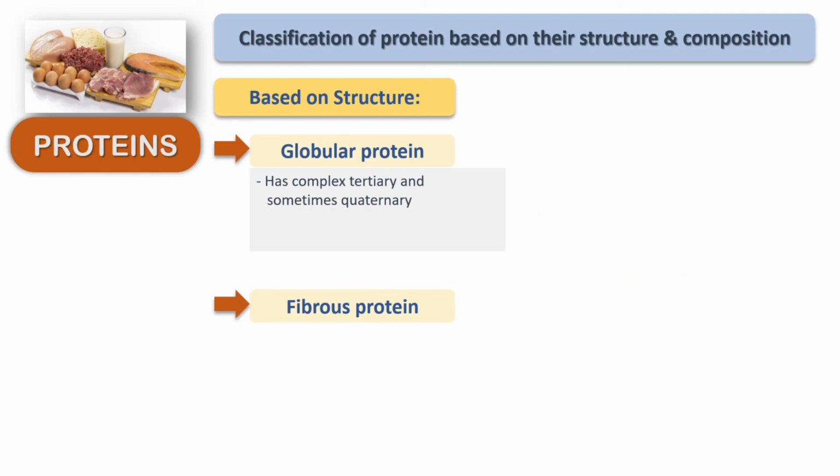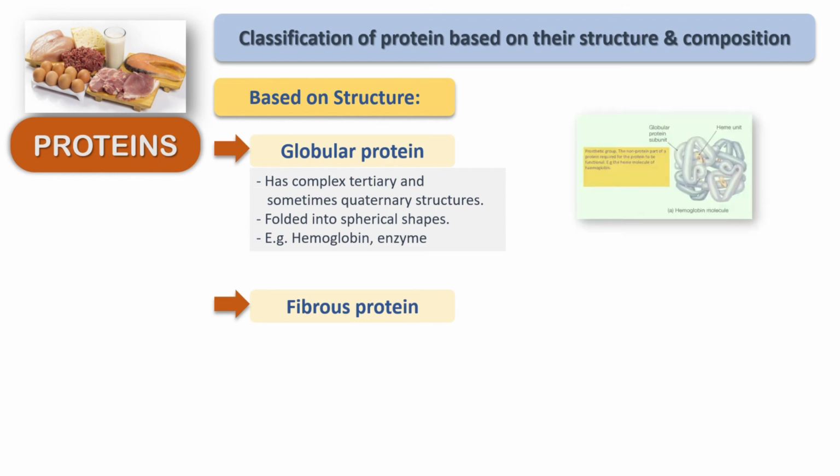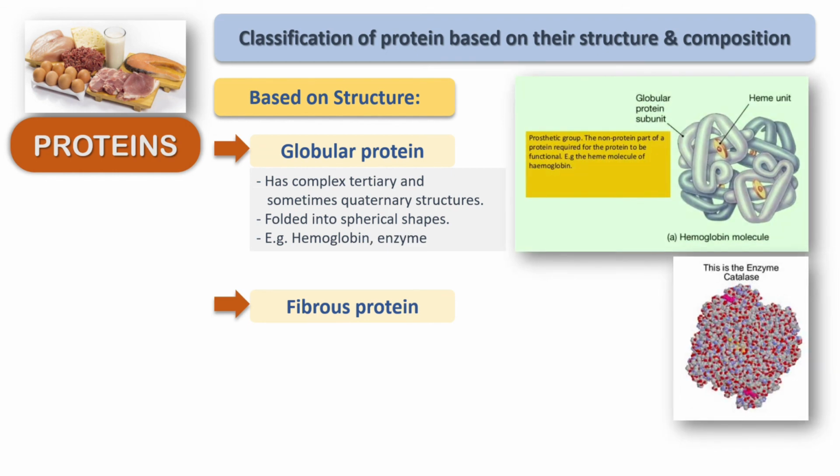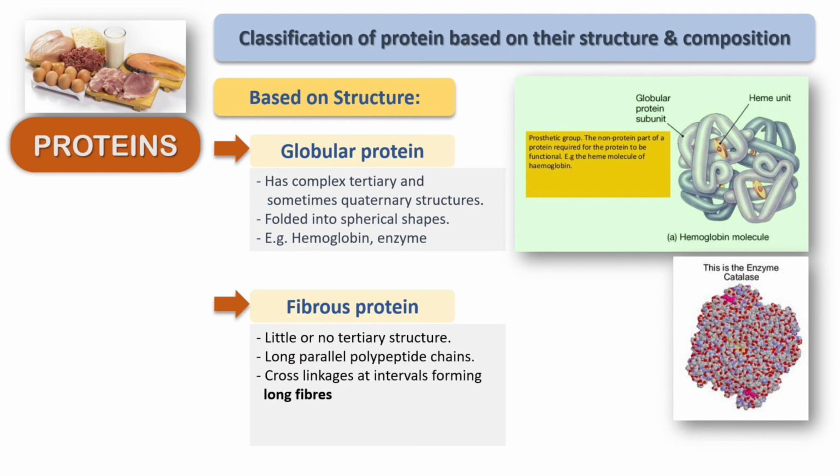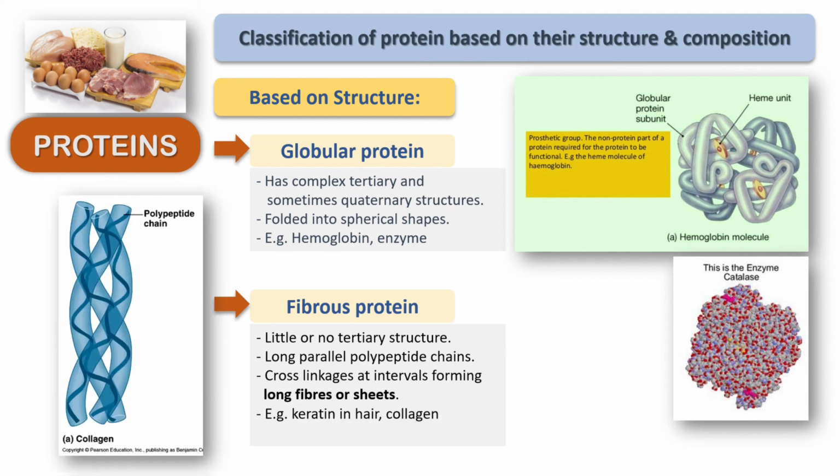A globular protein has complex tertiary and sometimes quaternary structures, where it is folded into spherical shapes. For example, hemoglobin, an enzyme. A fibrous protein has little or no tertiary structure, usually in long parallel polypeptide chains, and has cross-linkages at intervals forming long fibers or sheets. For example, keratin in hair and collagen.